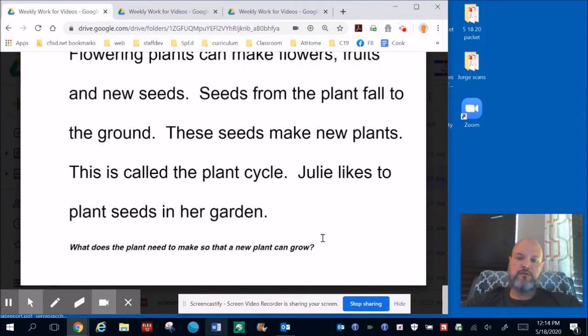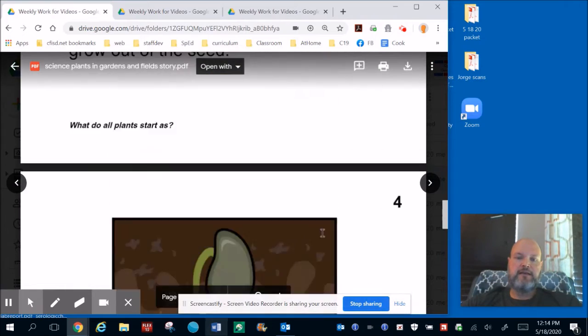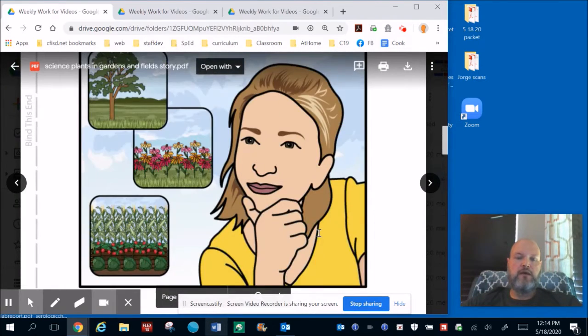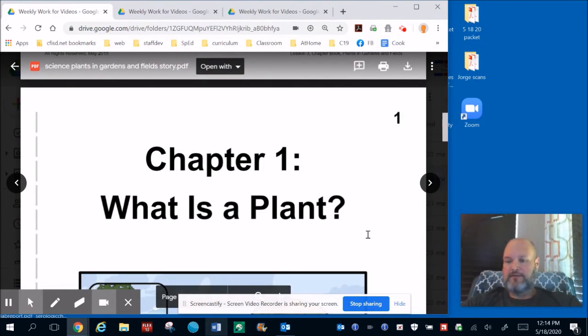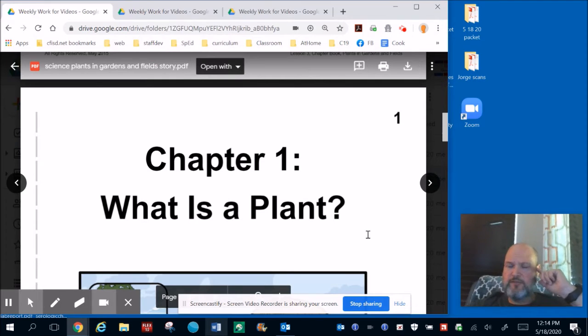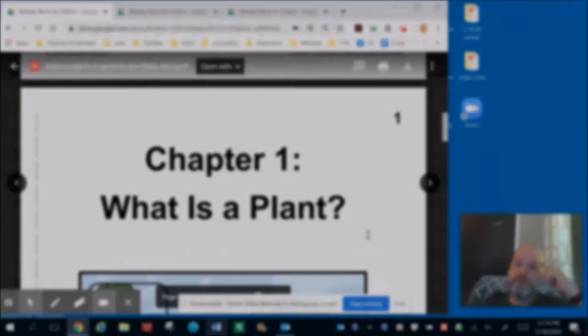All right, that was our little reading today for science, and that was chapter 1, what is a plant? We'll come back in just a minute. Take your time, read through it again on your own, look at all the pictures, think about those questions at the bottom of the page, and when we come back, we'll do our questions and answer choices.